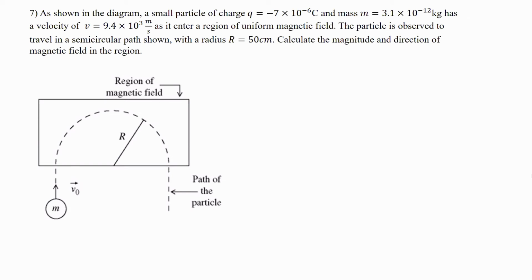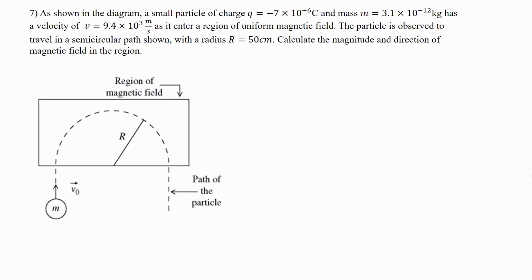It has a velocity of 9.4 times 10 to the 3 meters per second as it enters a region of a uniform magnetic field. Of course, you know that will be constant. Magnetic fields, at least static magnetic fields, cannot do work on moving charges. The particle is observed to travel in a semicircle path, as shown in this diagram. It has a radius of 50 centimeters.